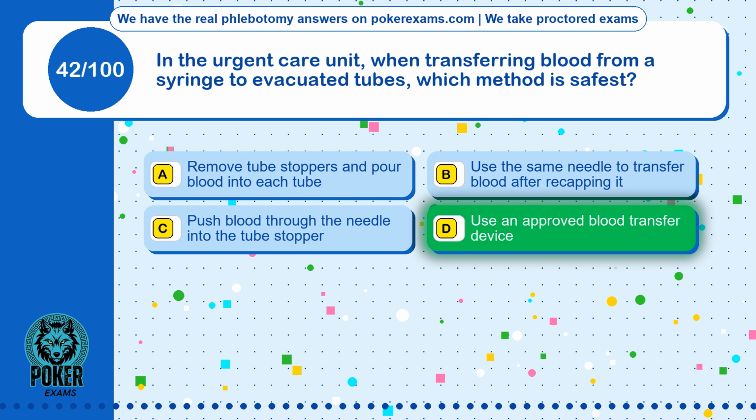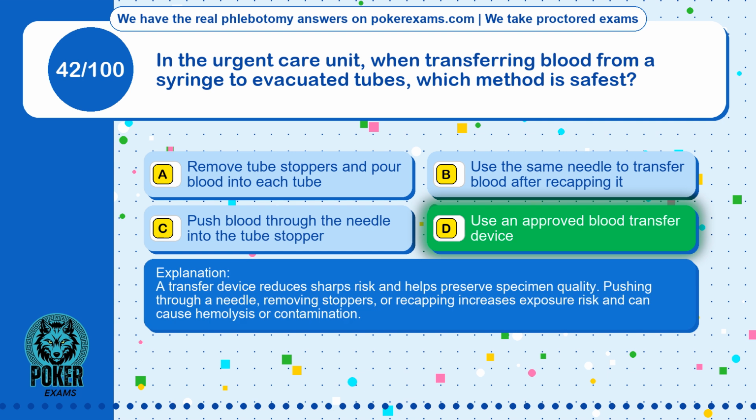The correct answer is option D. Use an approved blood transfer device. A transfer device reduces sharps risk and helps preserve specimen quality. Pushing through a needle, removing stoppers, or recapping increases exposure risk and can cause hemolysis or contamination.